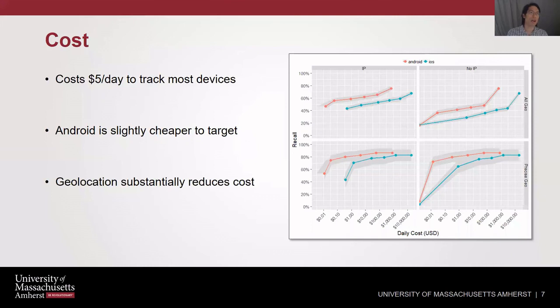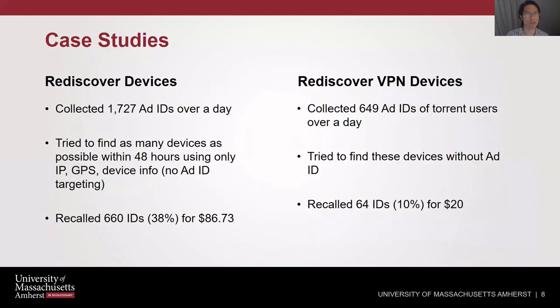So all in all, on average, it costs about $5 a day in our experiments to track most devices. That's $5 per day per device. This is a lot more than it would cost to track using ad ID, but it's not unaffordable. And I'll be going over these results in a little more detail in the full talk. I'll also be looking at case studies where we found devices without using ad IDs at all, and found in general cases about 38% for less than $90, and for users seeking privacy by using a VPN, we recalled about 10% for $20.